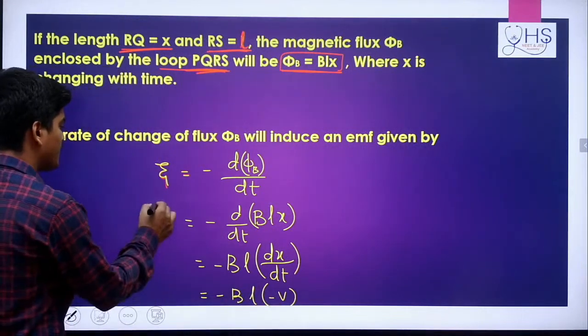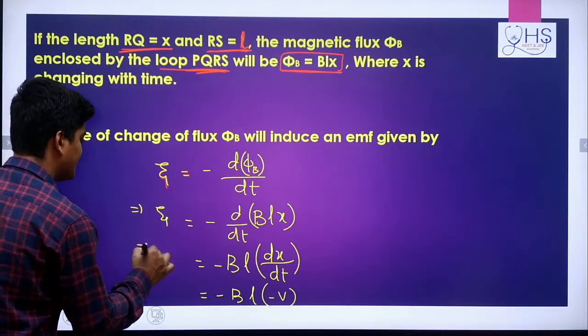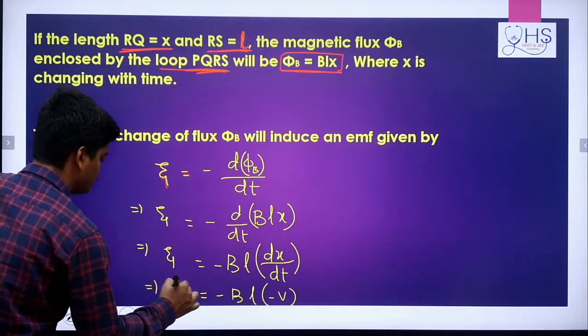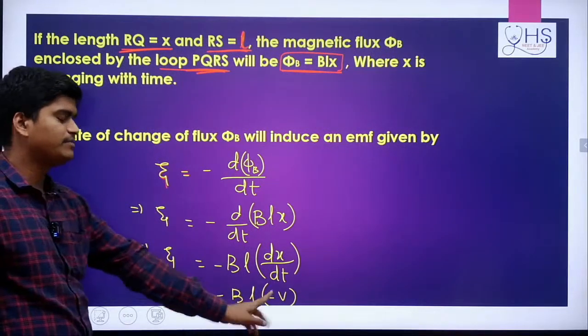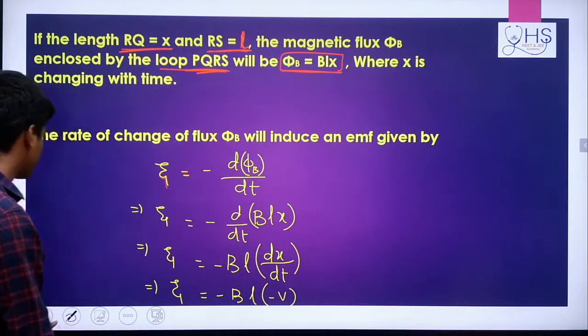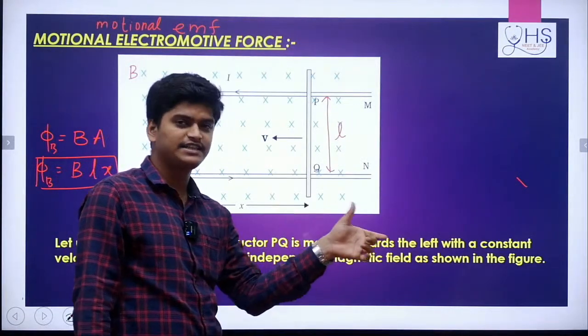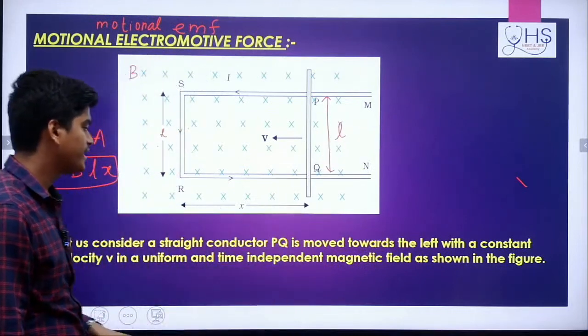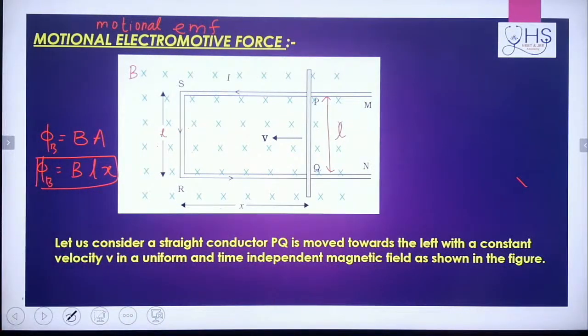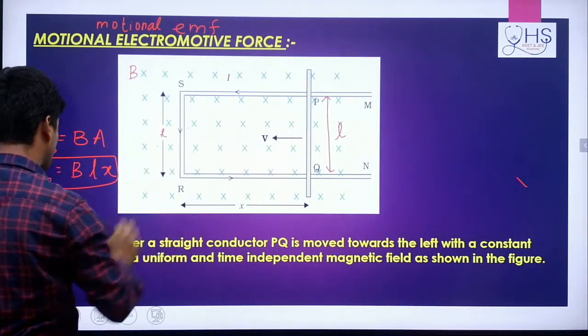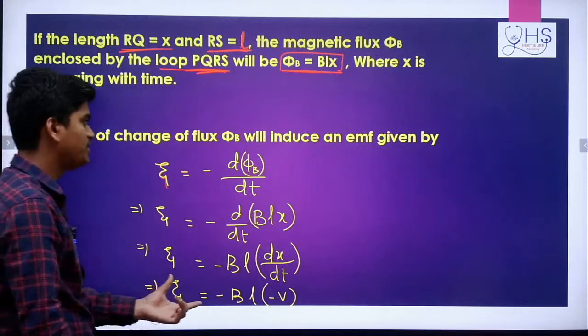Why minus V? Because X is decreasing with respect to time, so the decrement is given as minus V. Suppose it is going towards right. If it is going towards right, then dx by dt is increasing, X is increasing with time, so you take positive. But here it is decreasing, so you take minus. So minus B.